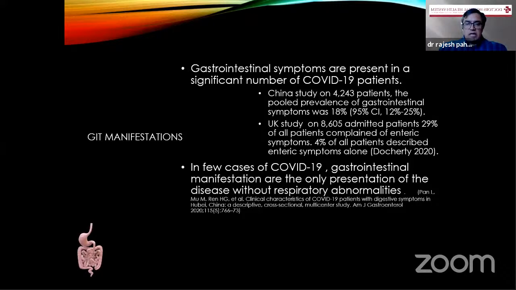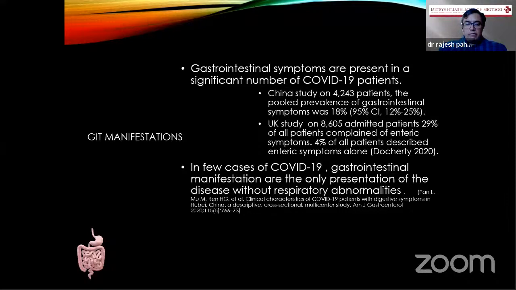In one study in China, where 4,243 patients were studied, 18% of the patients had gastrointestinal symptoms. In a UK study of 8,605 admitted patients, 29% of all the patients complained of enteric symptoms, and it is interesting to know that only 4% of patients had only enteric symptoms with no pulmonary symptoms.